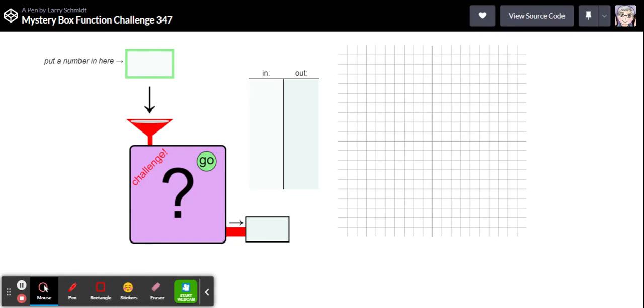In the purple mystery box there is some math, and because today is a Friday, that math is going to be particularly challenging. If you'd like to try this out on your own, use the link in the description, and when you've got an idea, come on back and see if we get the same thing.